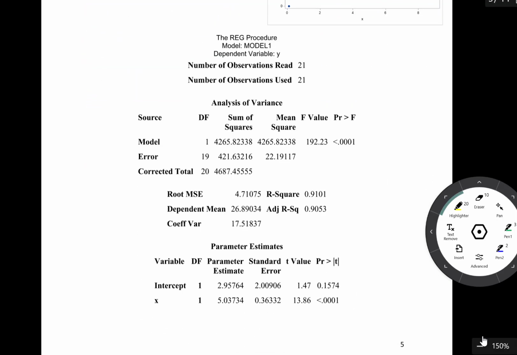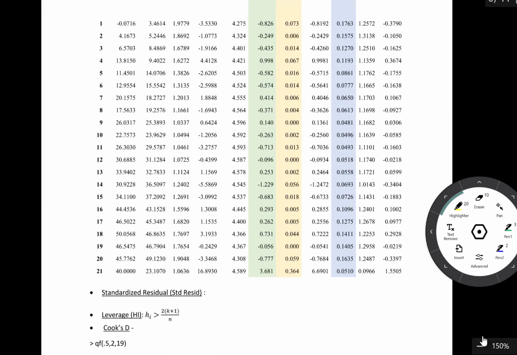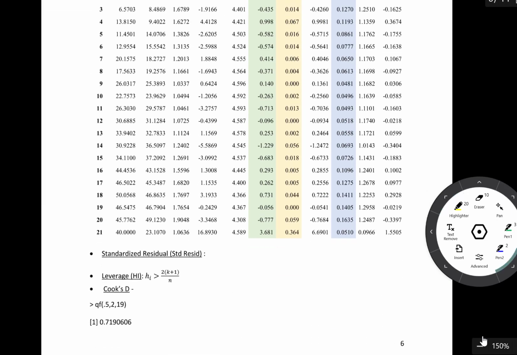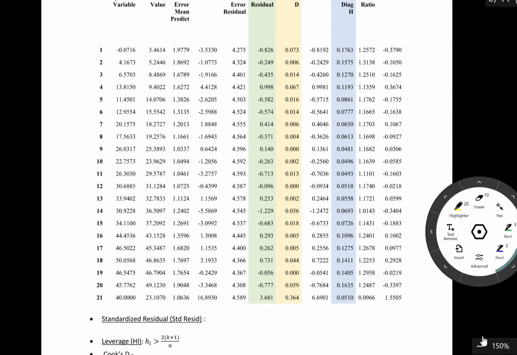Here is the output, but before we look at this, let's first determine if we have an outlier or something with high leverage. Alright, so here are our 3 values. The first thing we're going to look at is our standardized residuals. Remember, we're looking for any values that are greater than 3 in absolute value.